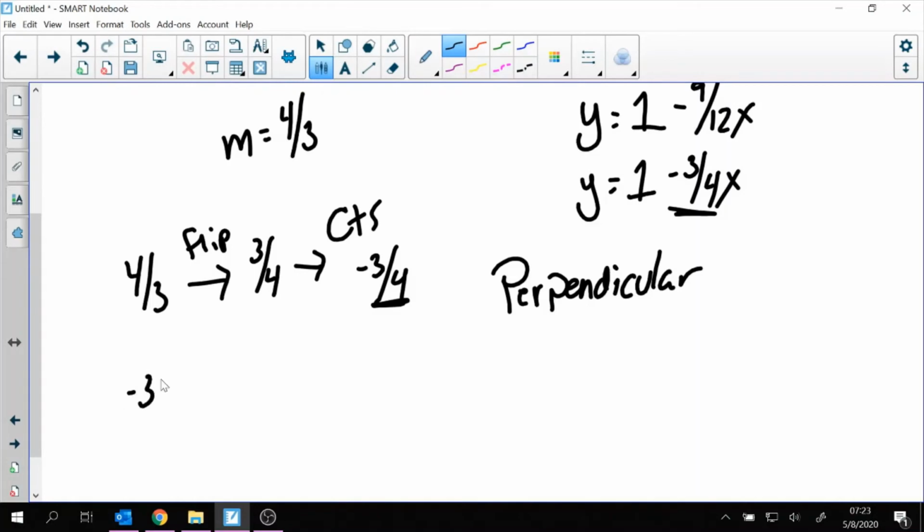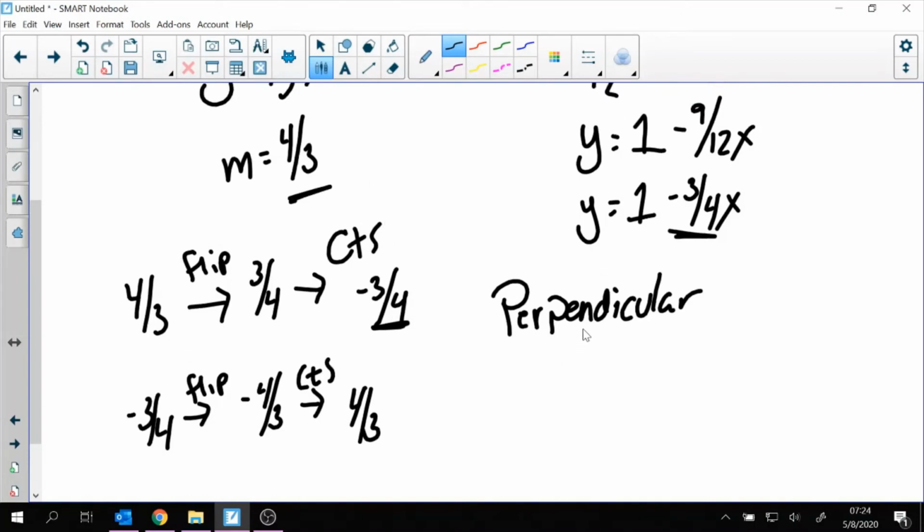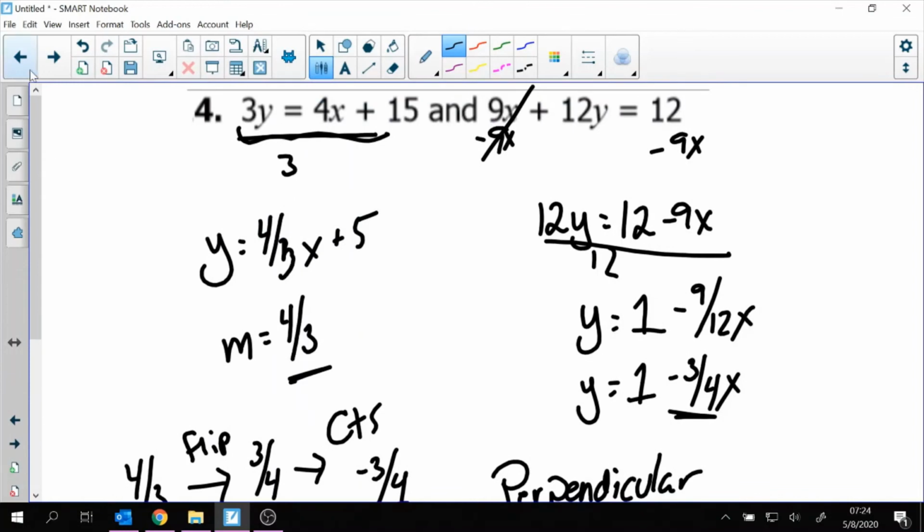If you want to do it the other way just to prove to yourself, you can. So if you start with negative 3/4, first you flip it, and you get negative 4/3, and then you change the sign, and you get positive 4/3, which is what we have over here. So these are perpendicular. Eventually you'll start to recognize 4/3, negative 3/4. They are, in fact, negative reciprocals.